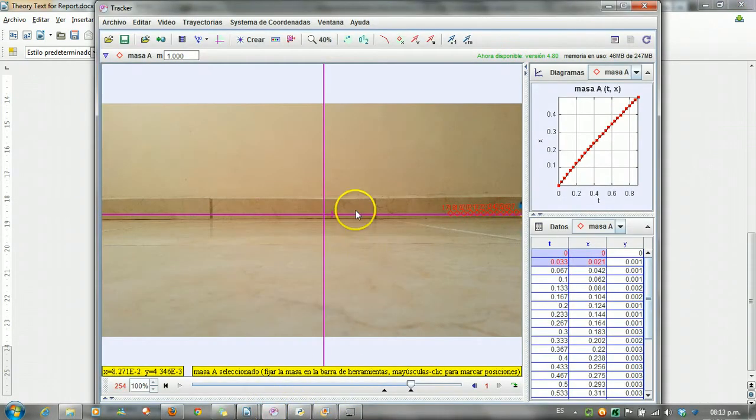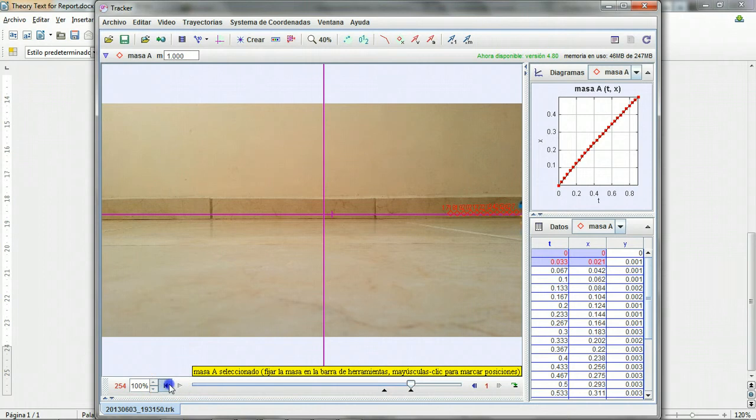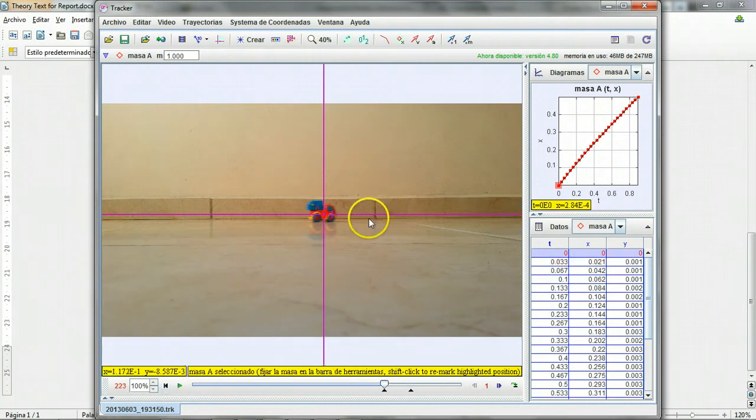I used a little toy to make my experiment. Let's see the video on Tracker.